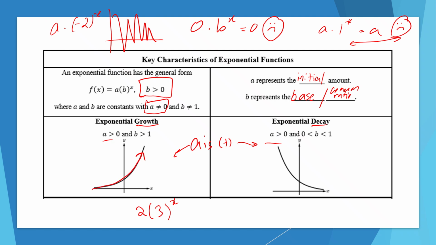For exponential decay, a still is positive, but b is less than 1 but greater than 0. Remember, b can't be negative from this restriction here. And so this is like if we have a number 2 and you keep multiplying it by 1/2, you keep cutting it down, and so you're going to be decreasing as you go from left to right. And that's how we get that general shape of an exponential decay graph.